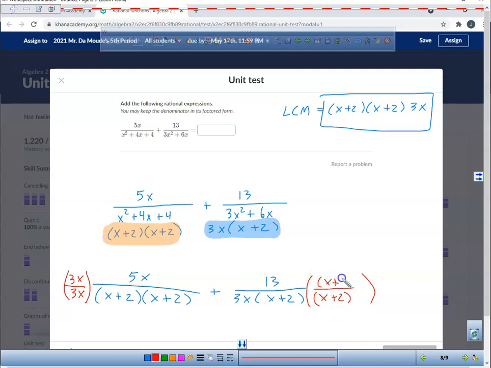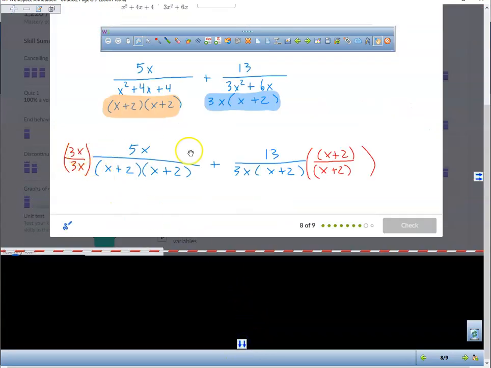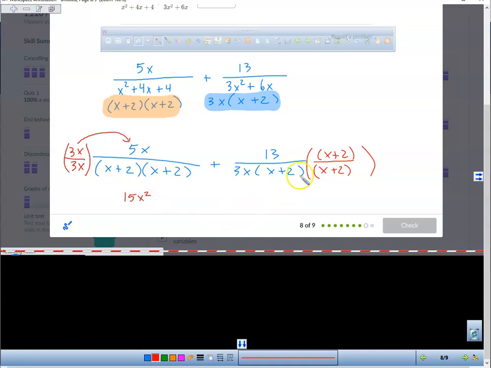Does everybody see now, if we just focus in on the denominator, these denominators perfectly match. So what do we have to do with these 3x and this x plus 2? I have to distribute it to the numerator. This is going to be the easy part. Ready? What is 3x times 5x? 15x squared. What is 13 times an x? 13x. What is 13 times a 2? 26.